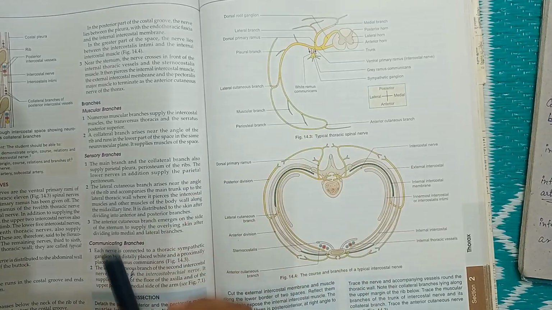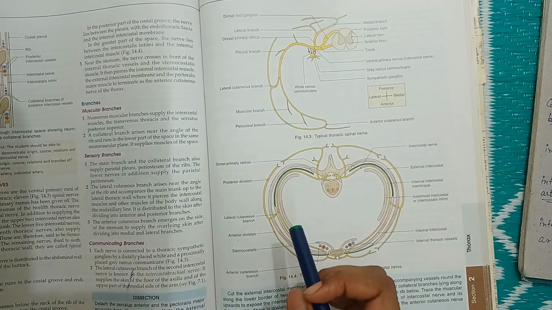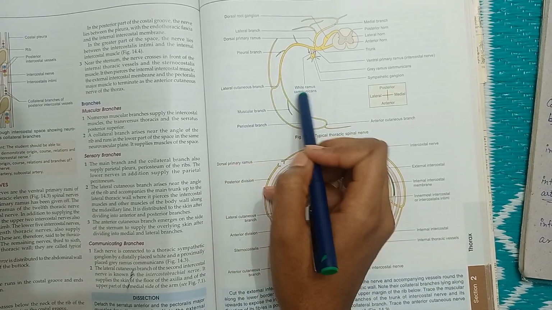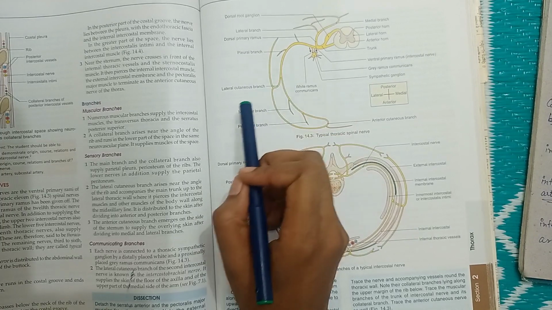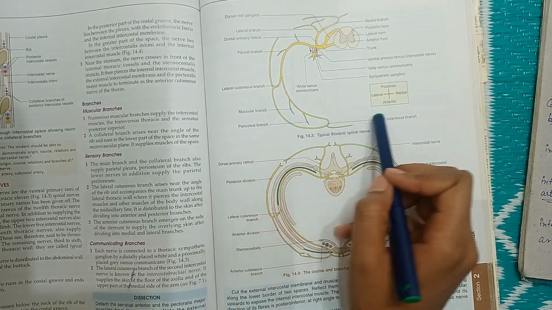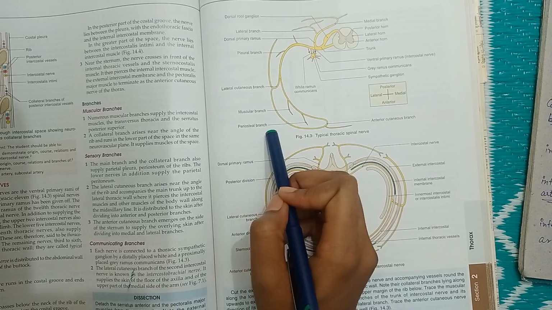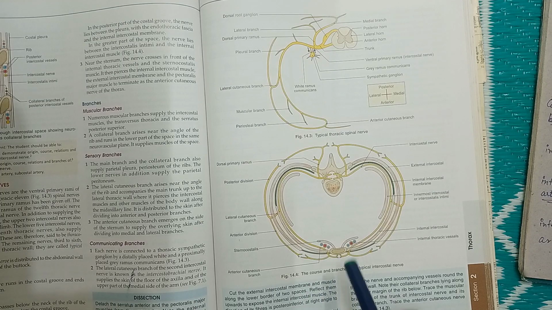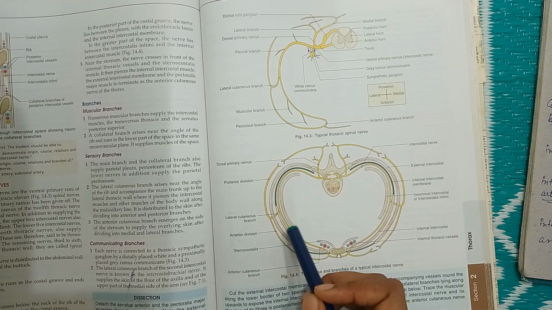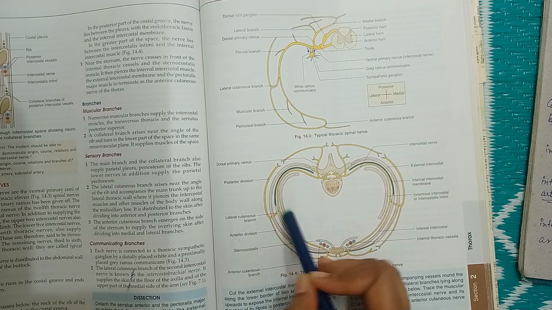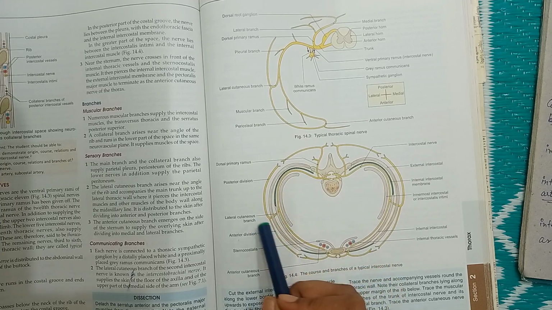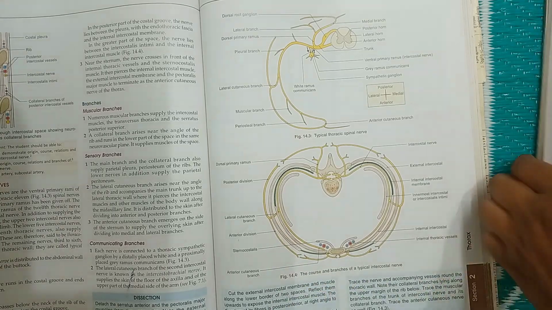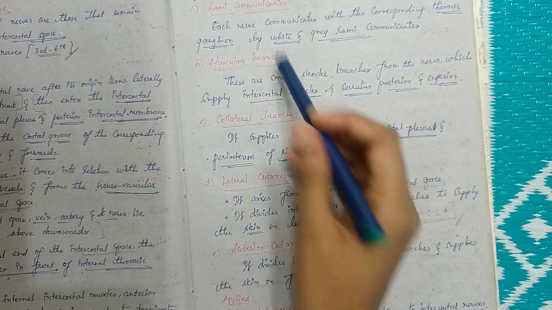So this is the diagram. Here we can see the rami communicantes, and there's a pleural branch, and here the lateral cutaneous branch, and here the anterior cutaneous branch, and periosteal branch and muscular branch. These are all the branches of typical intercostal nerve. And we come across a point that after piercing the muscles, it forms anterior and posterior divisions. So here are the branches.